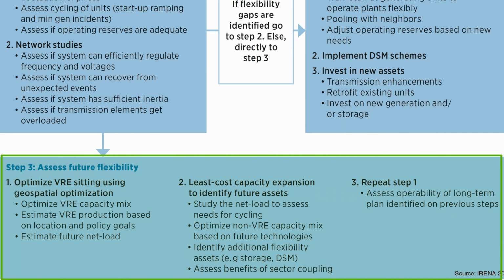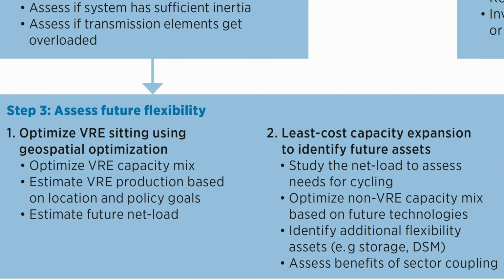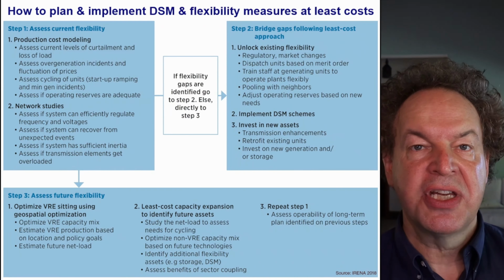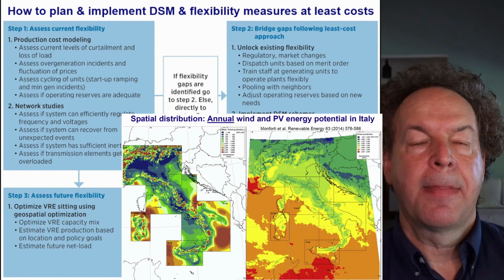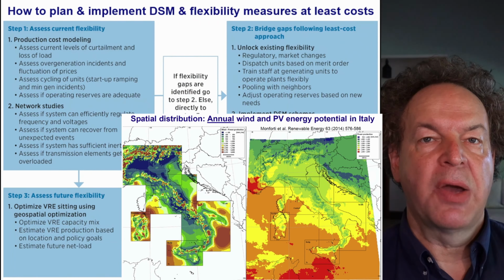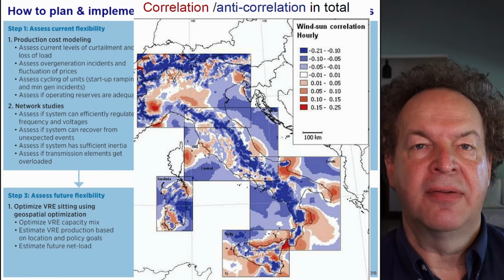As a step 3, we will assess the future of flexibility. We can optimize variable renewable energies. It has to be not sitting, but siting. They're optimizing the siting of wind and solar using geospatial optimization. We saw this for the case of Italy.